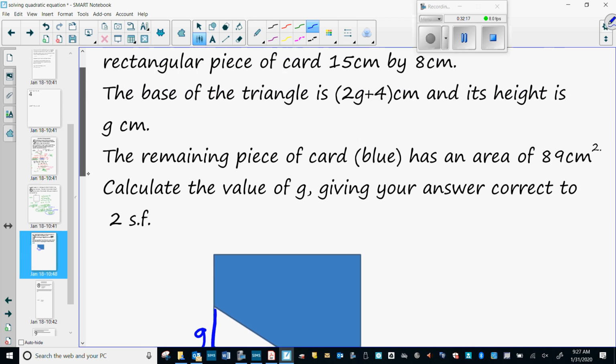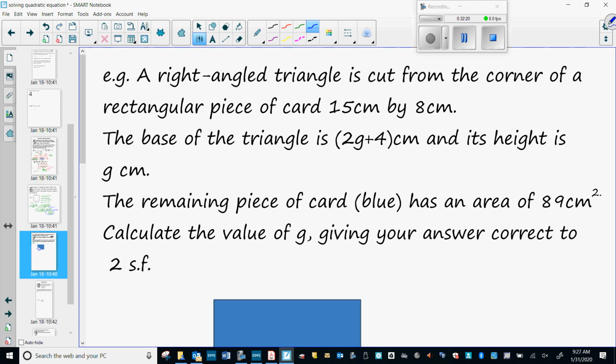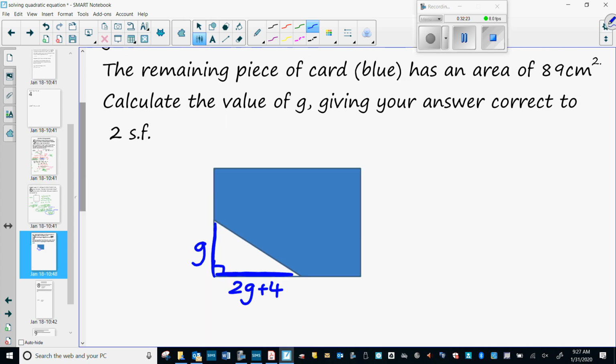What measurements did the card have? 15 by 8. Okay, so we know that this whole length up here is 15, and this is 8. They've told us that this blue area, in here, is 89 centimeters squared. So you have to use your mathematical knowledge and understanding of how we would show an expression for the area of the blue card. So have a think about it. How would we describe the blue card?